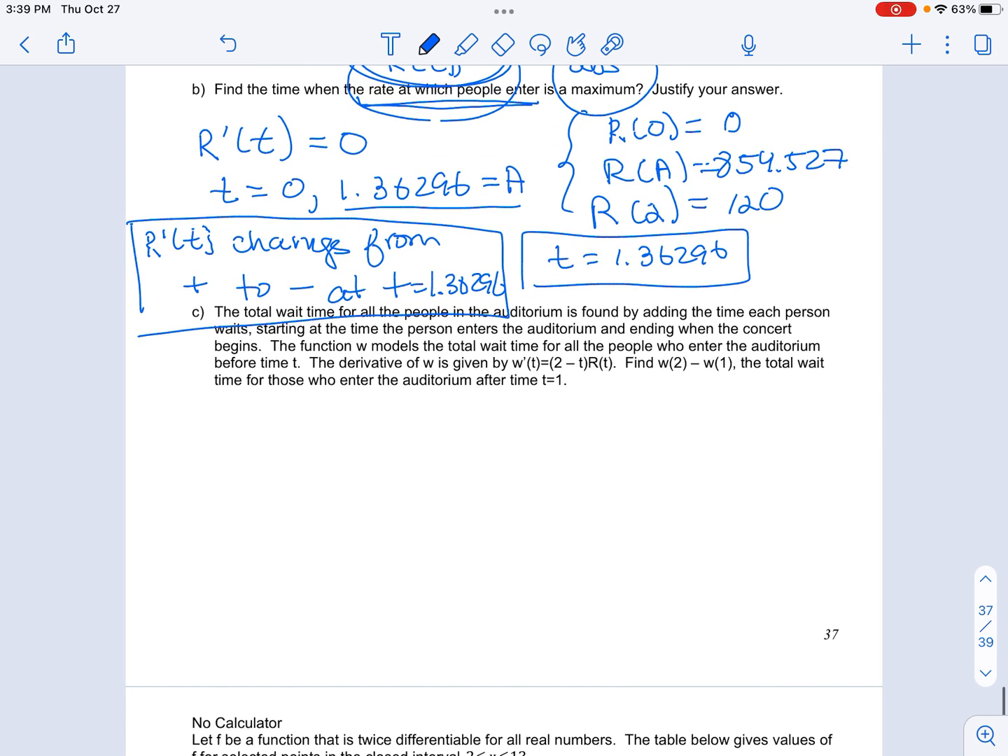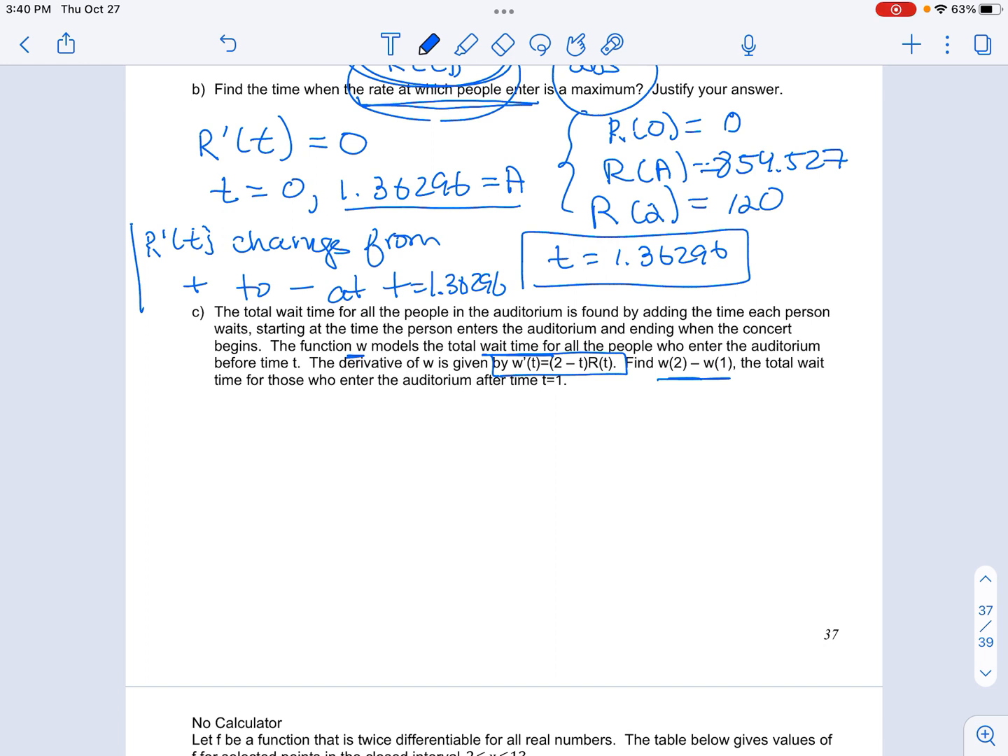Okay, last part. It says the total wait time for all the people in the auditorium is found by adding the time each person waits, starting at the time the person enters the auditorium and ending when the concert begins. The function W is the wait time. So they give you an equation for W, which is the wait time for all the people. The derivative of W is given by W prime, and they give you the equation. It's 2 minus t times R of t. I want you to find W of 2 minus W of 1, which is the total wait time for those who enter the auditorium after time t equals 1.